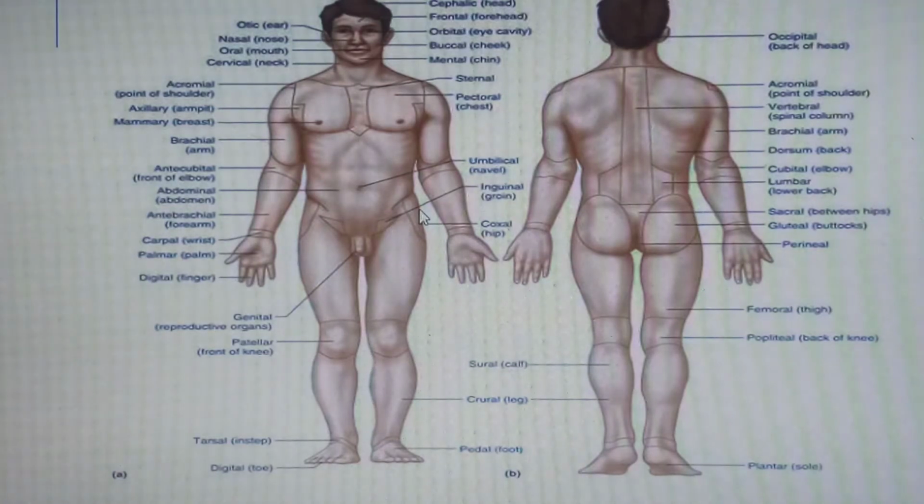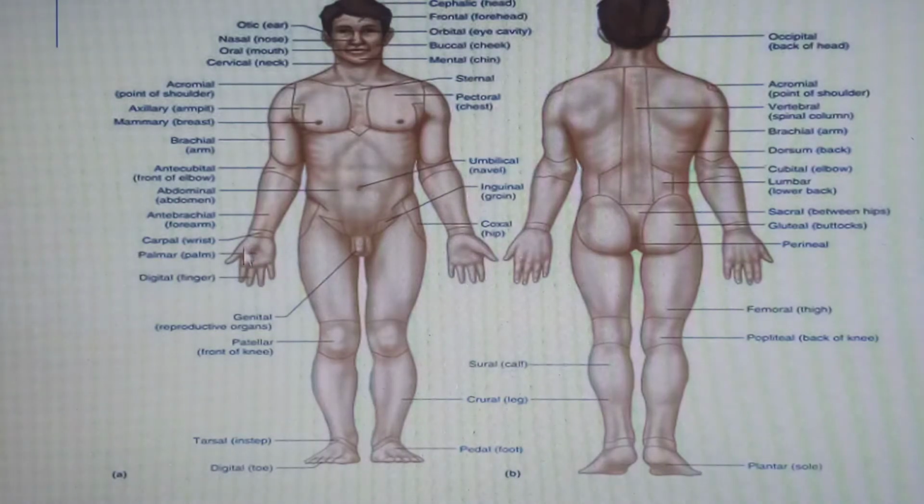Okay, and then the hip area is known as coxal. And then the forearm is known as antebrachium or antebrachial area, because it comes before the arm. Then the wrist is known as the carpus. So anytime you hear the word carpal, it has to do with the wrist.